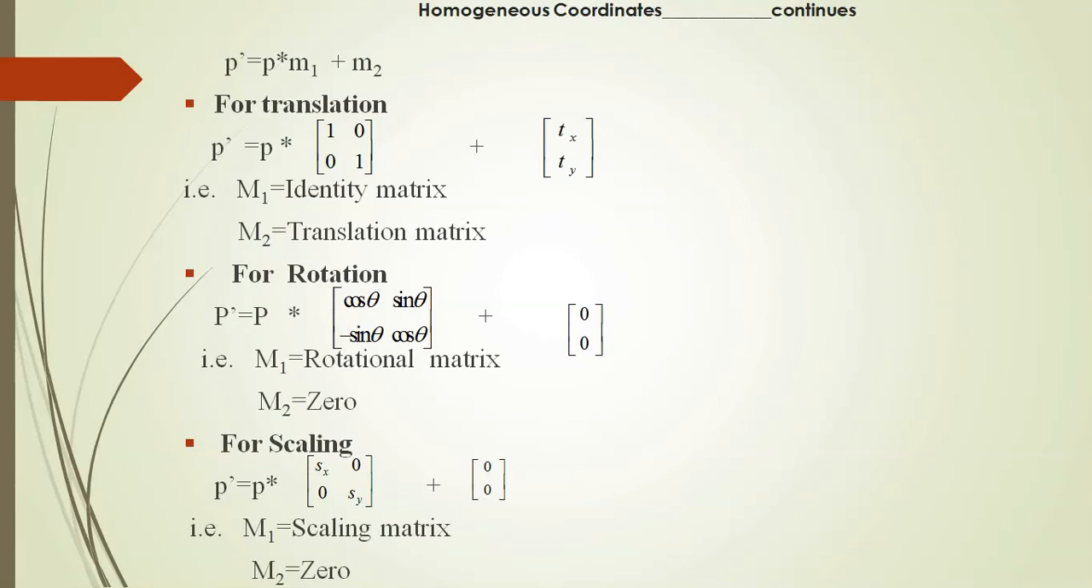For scaling, the formula is the same, that is P dash is equal to P into M1 plus M2. P is our old coordinate into our scaling matrix plus M2. Here in scaling, M2 is equal to 0, the same as the rotational matrix, but the difference is that in rotation M1 is the rotational matrix, and for scaling M1 is the scaling matrix. So the matrix is changed for each transformation.